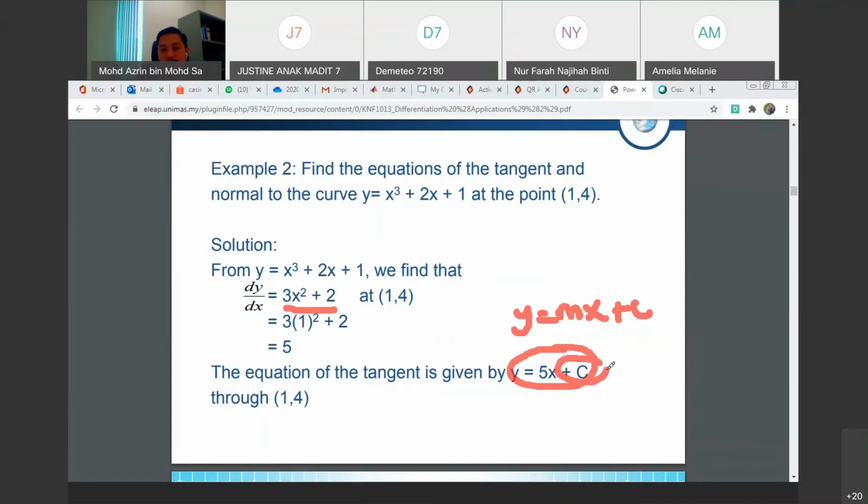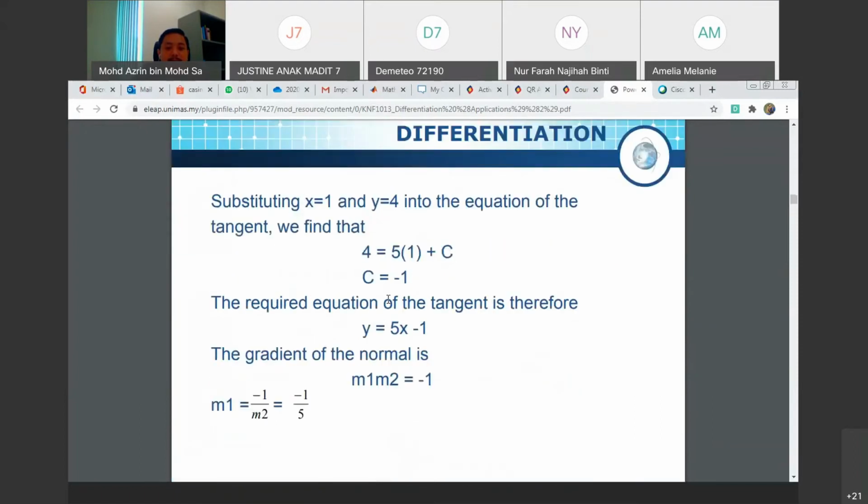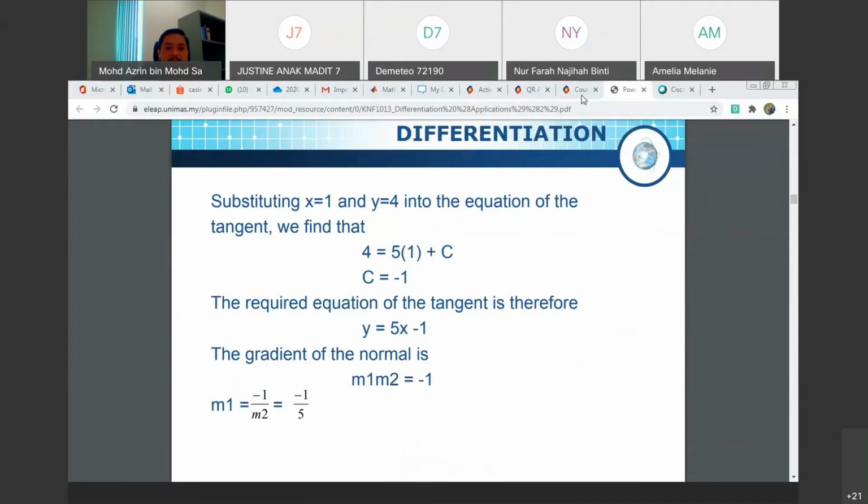Okay, compare yang tadi tu, dia memang dah ada nilai. The value of normal, nombor bulat. So now we put c here, then you need to find the value of c through the point of 1, 4. Okay. So next, after you find this equation, then you can find the tangent, the correct tangent equation line is this one.